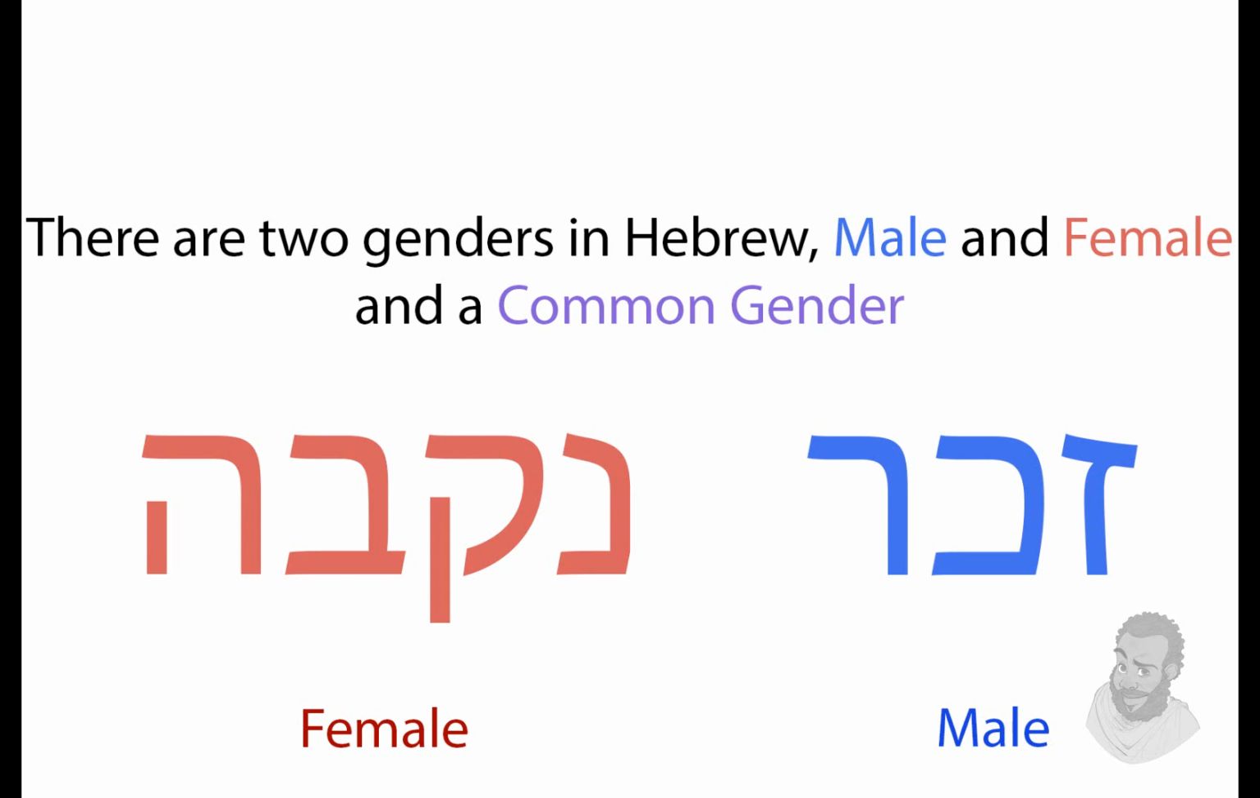So the two genders are male and female. In Hebrew it's zachar. Just by hearing it, you should fill in the blanks when it comes to the vowels. Zachar, male. Nekeva, female. Zachar, nekeva. I'll show you what that is.